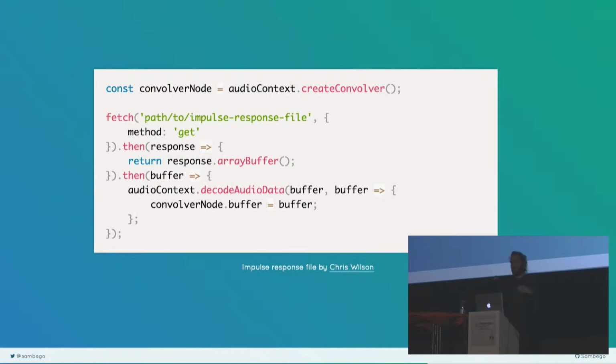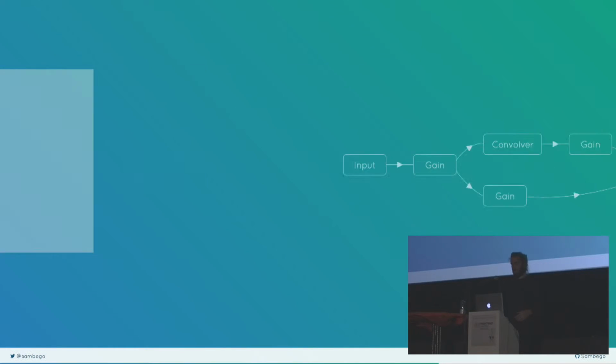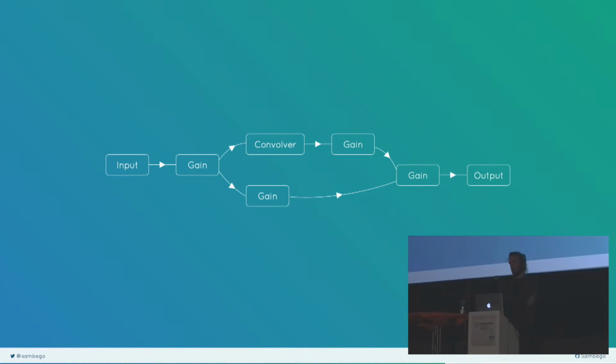So first we have to load an impulse response file. I found one very good by Chris Wilson. He made the Web Audio Playground. You load it, you get an array buffer out of it, and then you decode the audio data by using the audio context, and then assign it to the convolver node. And this will automatically project all the properties of that sound file to your own sound or your guitar sound. And then it will look something like this, a lot of gain nodes and the convolver node in the middle.